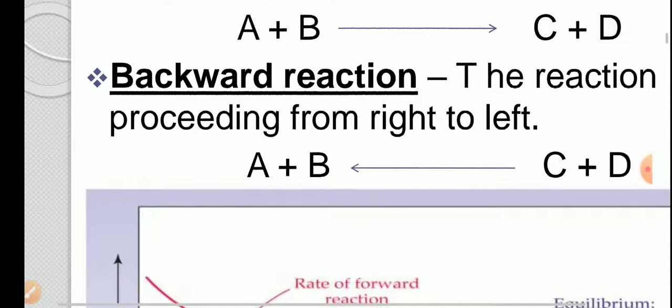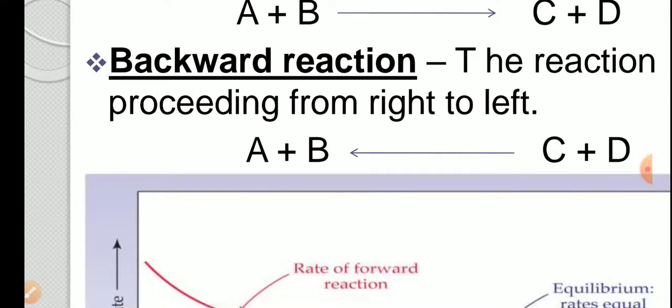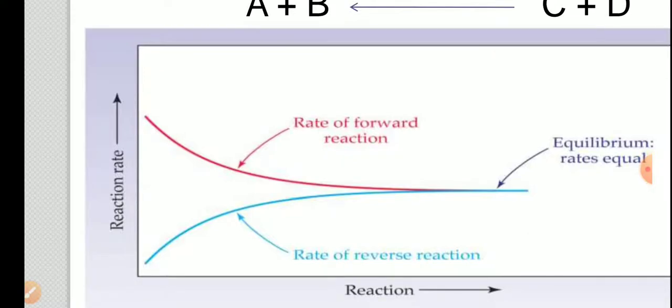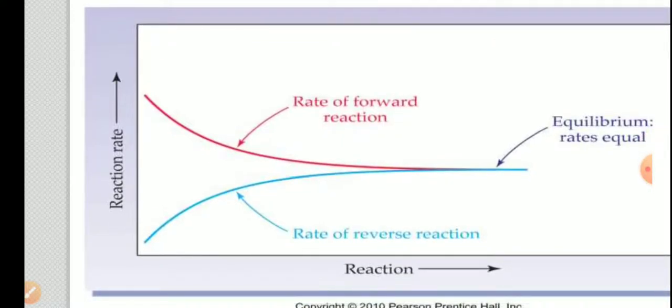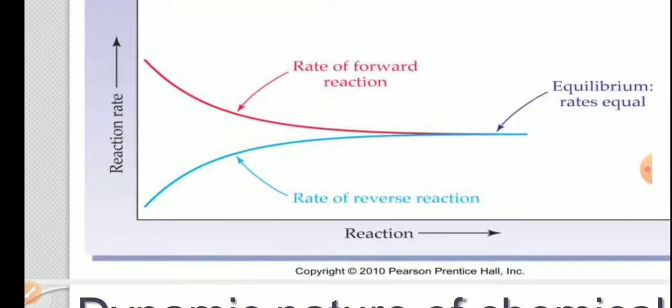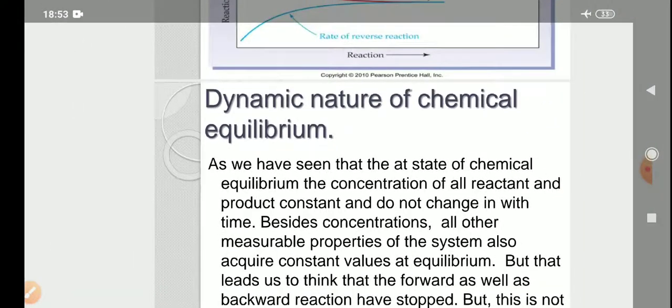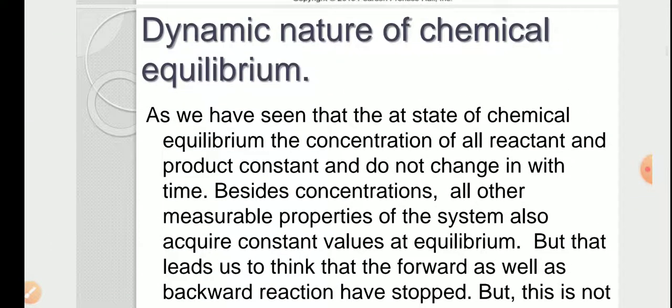If the rates of these two reactions are the same, then we can say that the reaction is under equilibrium. From this diagram, when the two lines meet each other there will be a straight line, and the straight line means there is no change in the concentration of the reactant and product. But the composition of a reversible reaction is not fixed, that I want to say.